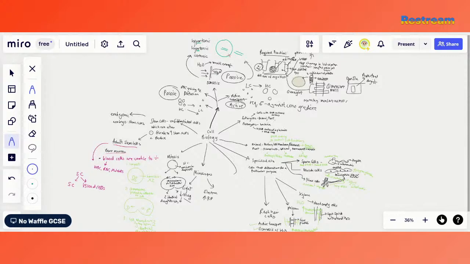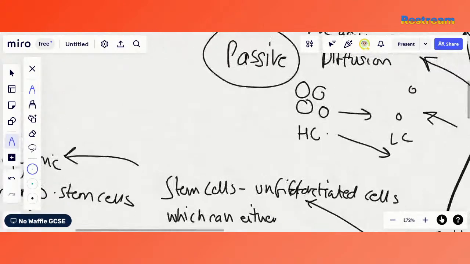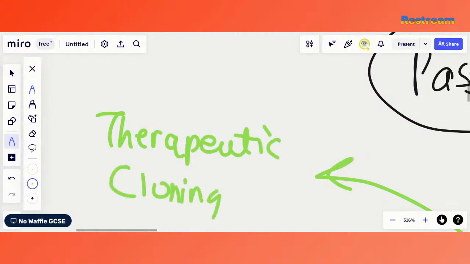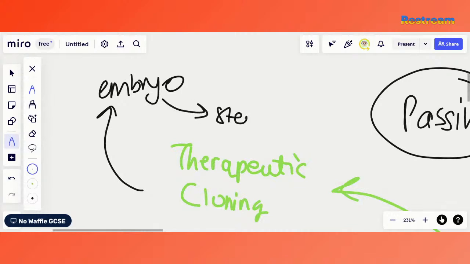One more thing that we did not mention that I can put here in green is about therapeutic cloning. So therapeutic cloning involves an embryo being produced with the same genes as the patient. So what happens is an embryo is produced, and this then could be harvested to take the embryonic stem cells from these embryos, because they are very useful in science. And the advantage is that they would not be rejected by the patient as they have the exact same genes.